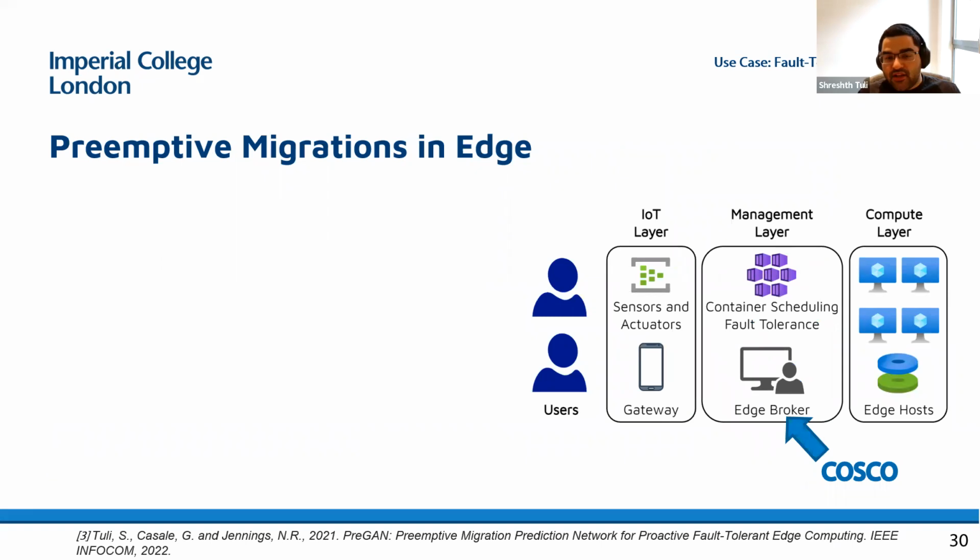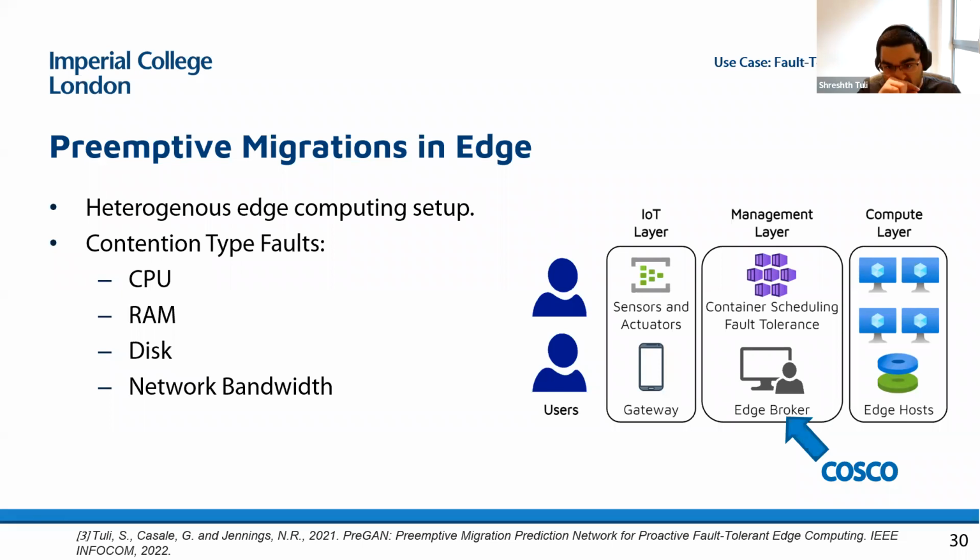So again, to tackle this challenge of fault-tolerant computing, we built a novel neural network that we call PreGAN, which stands for Preemptive Migration Prediction Generative Adversarial Network. This was accepted as part of IEEE Infocom this year. In this work, we target a standard heterogeneous edge computing environment where all of these nodes are in the same virtual local area network or VLAN. Here tasks are again container instances generated from the sensors and actuators communicated via gateway devices, and the edge broker takes all scheduling and management decisions.